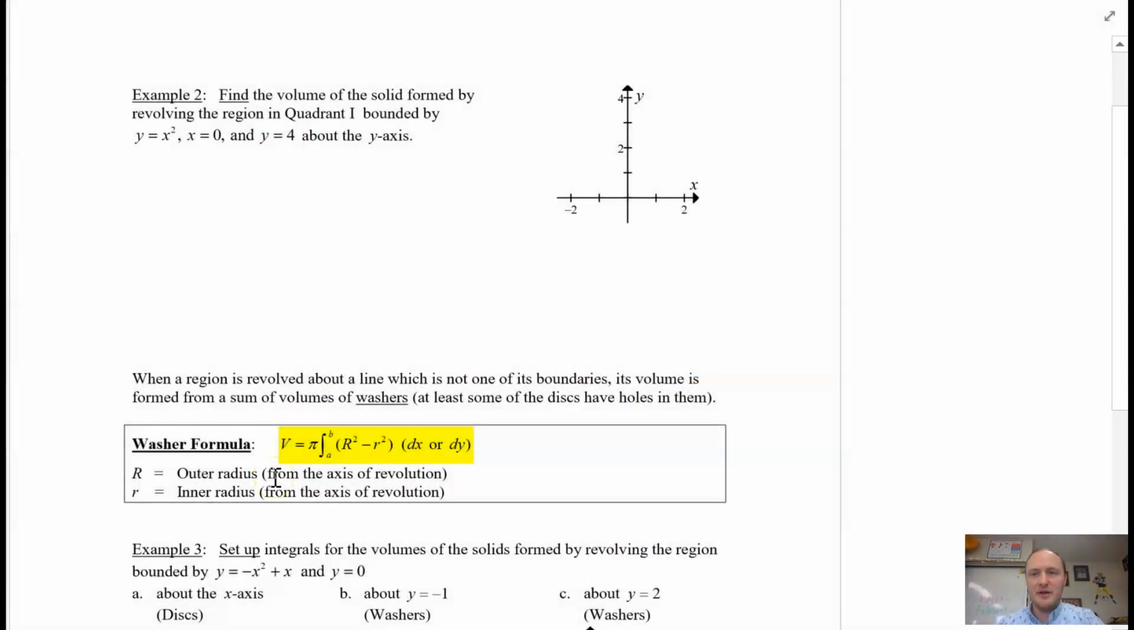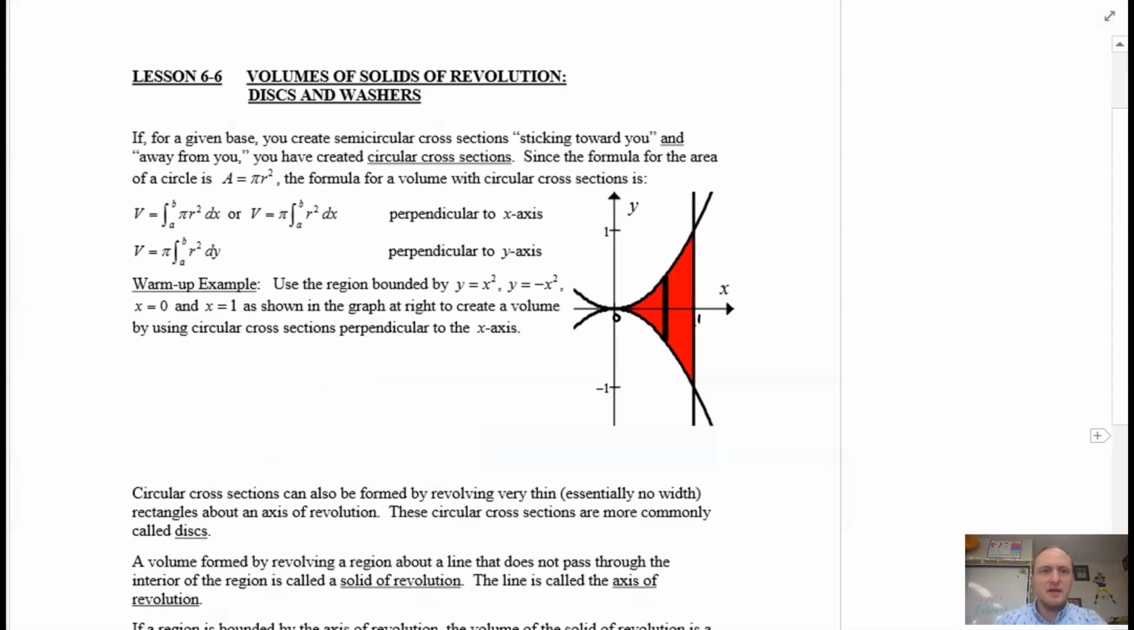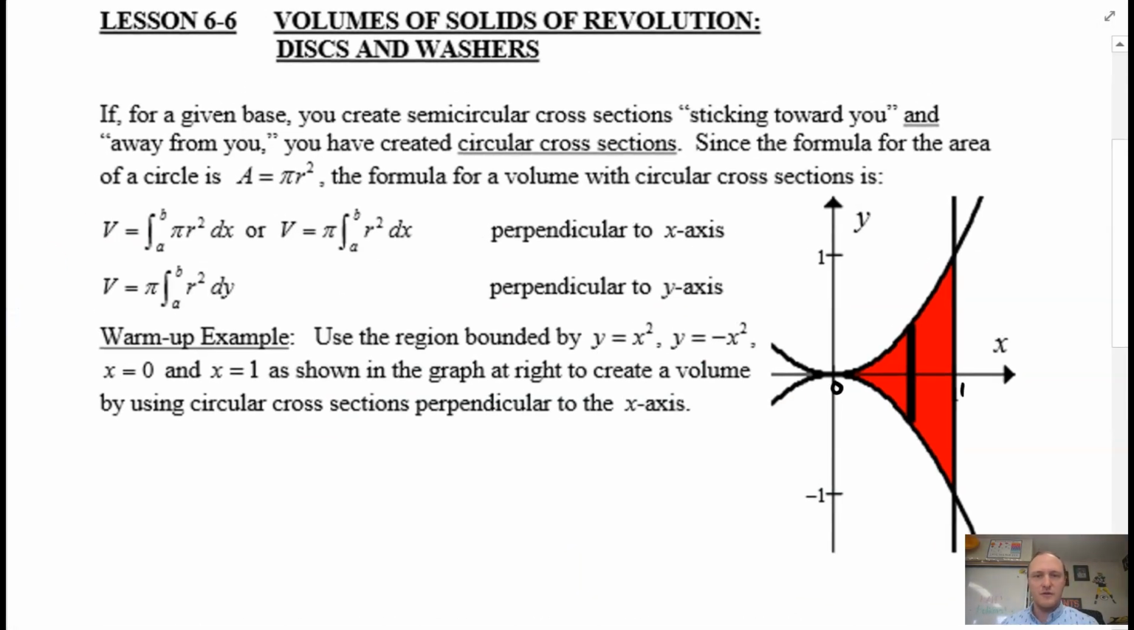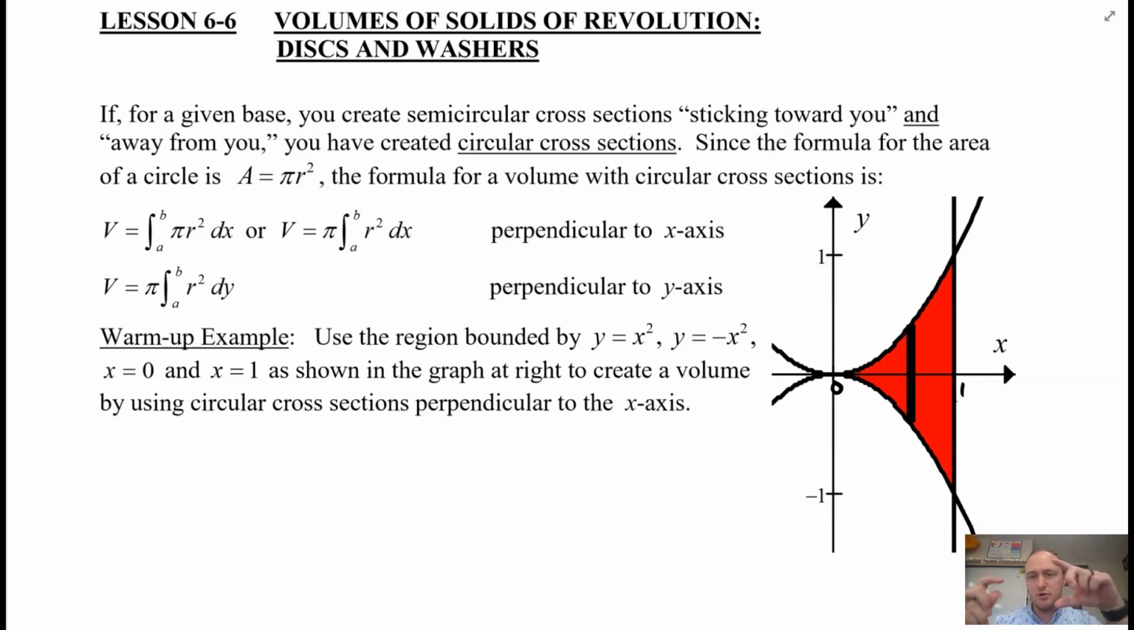So here is our first example, and it's kind of like a warm-up example, taking your knowledge again from 6-5. If for a given base you create a semicircular cross-section, one sticking towards you, and then also one sticking away from you, that would actually be a circular cross-section. Since the formula for the area of a circle is pi r squared, the volume for a circular cross-section is the integral from a to b of pi r squared, that's your cross-section as a circle, times dx, which is your width.